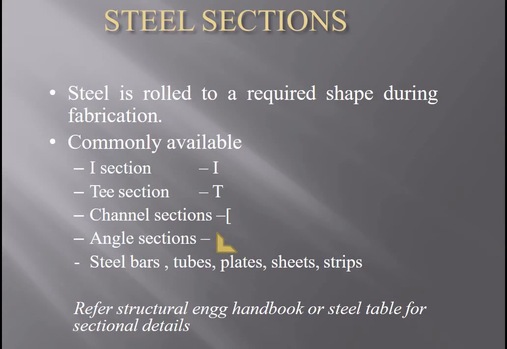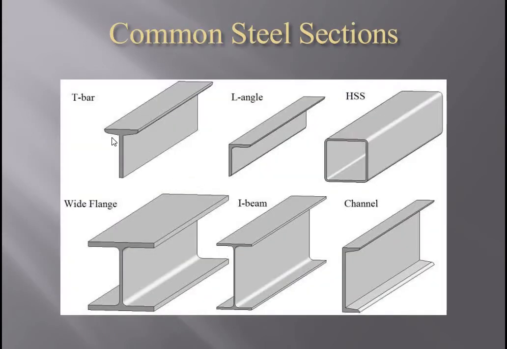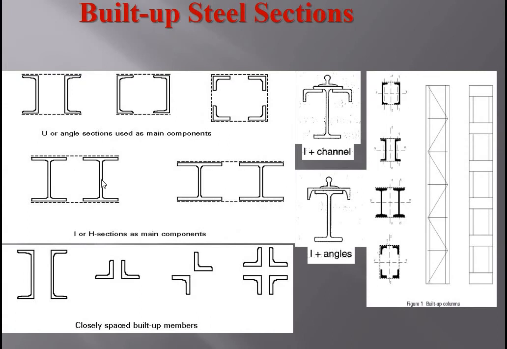Then steel sections. Various types of steel sections are used in steel structures: I section, T section, channel section, angle section, steel bar, tubes, plates, etc. The properties of all these sections are given in the steel table books. These are the common steel sections: T section, angle section, hollow square section, wide flange I section, I beam, channel sections. Then built-up sections. Sometimes a single section is not sufficient. When the load on your member is high, we have to go for built-up sections.